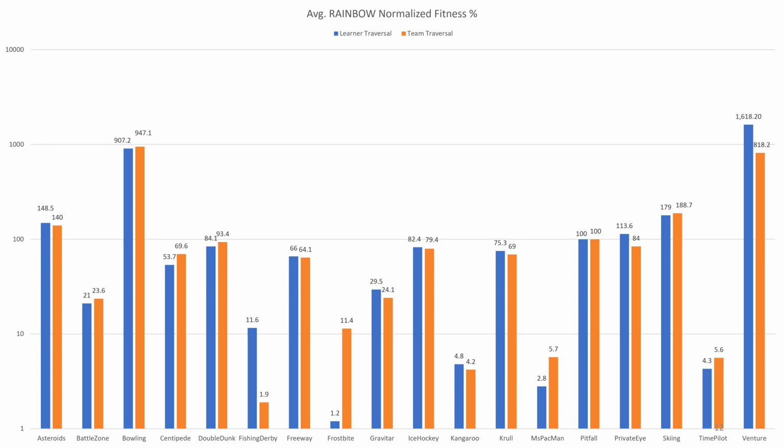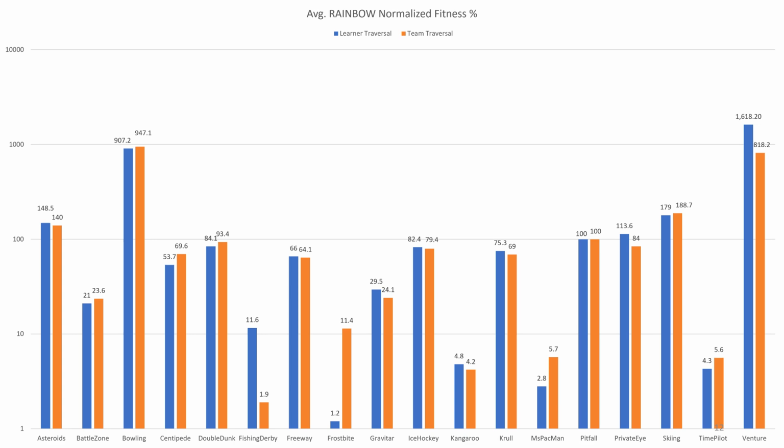Here we have the average normalized fitness achieved by TPG champions during testing after their training is completed. For each environment, we have the results for learner traversals in blue and team traversals in orange. You'll note that for most titles, performance is very similar between the strategies.